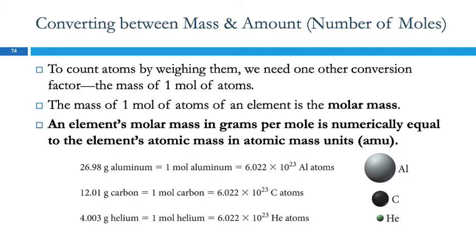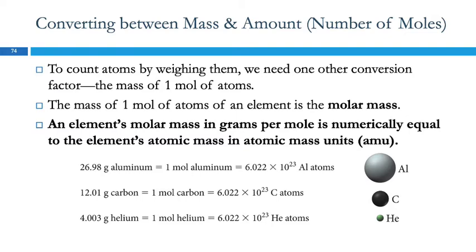So we need one more thing to count atoms by weighing them. We need to know the mass of 1 mole of atoms. So we call that the molar mass. It's the mass of a mole. Atomic mass, mass of an atom. Molar mass, mass of a mole of atoms.